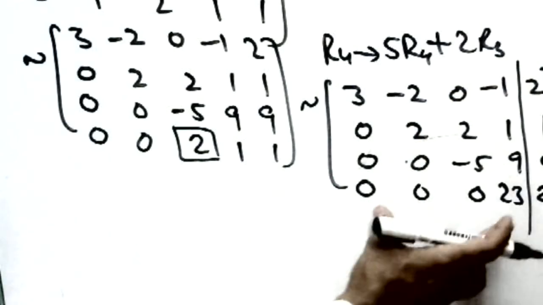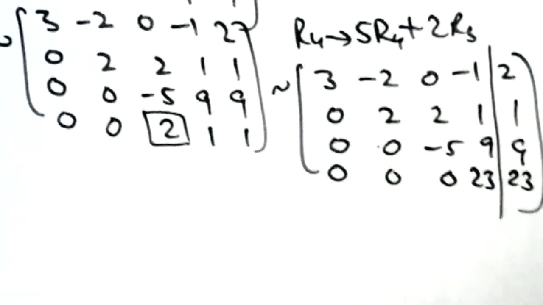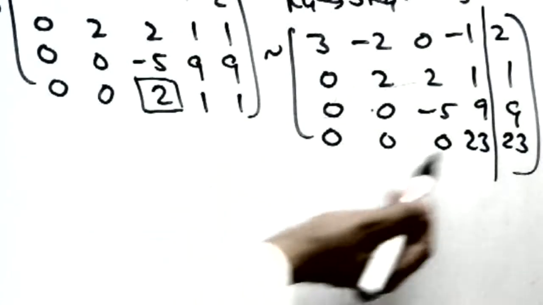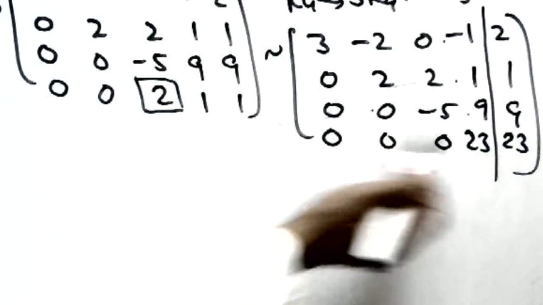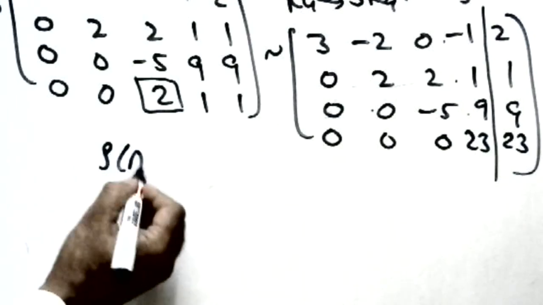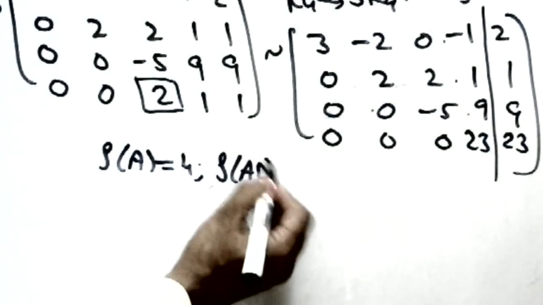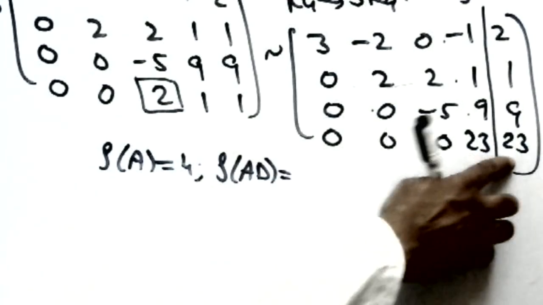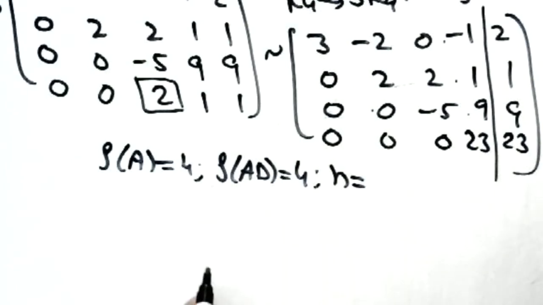Now we are having this. This matrix is A. See here, we are left with one number here, so 1, 2, 3, 4. The rank of A is 4. Rank of AD is also 4 because we are having the numbers here. The rank of AD is 4.